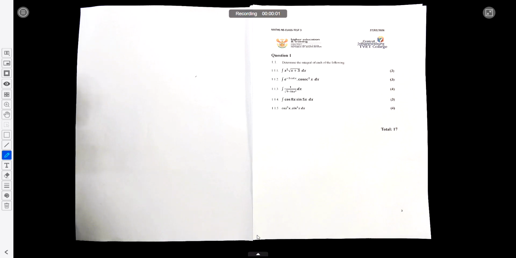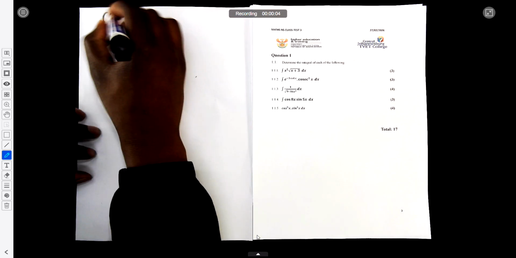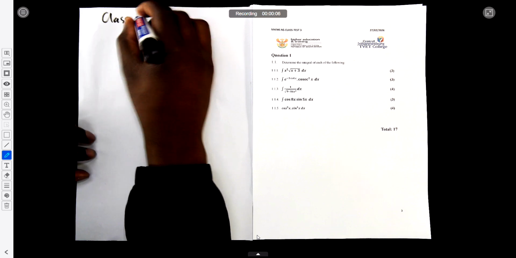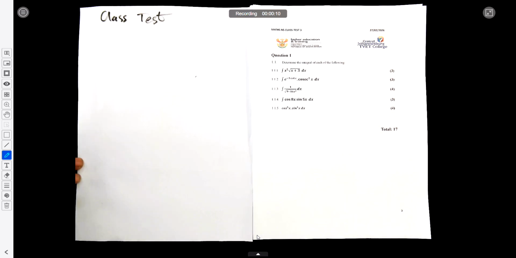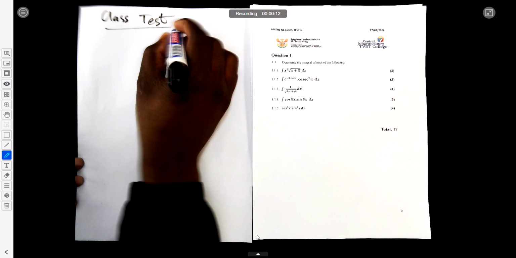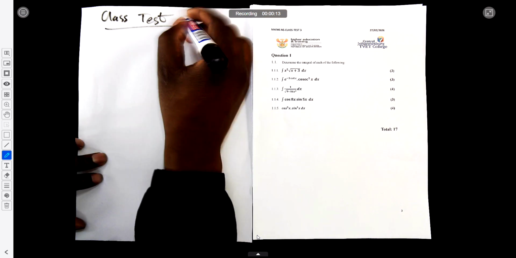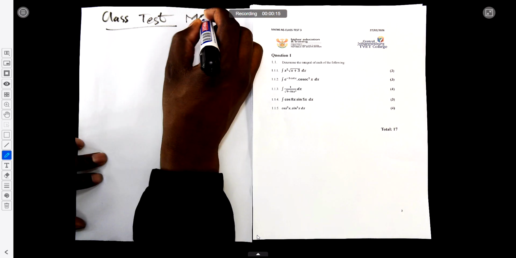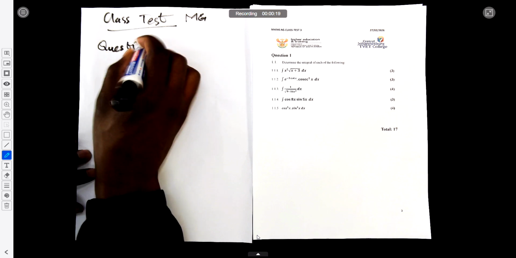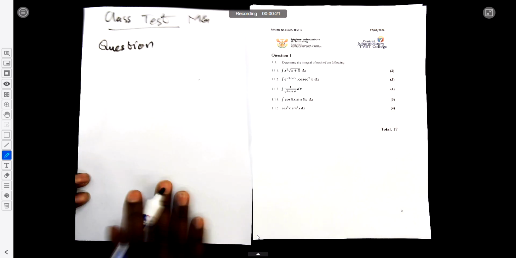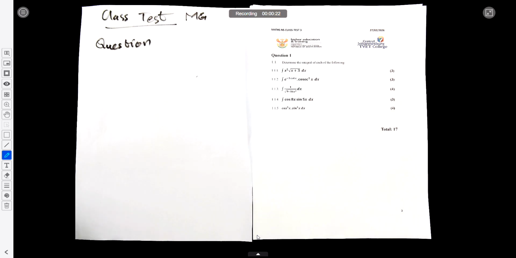Yeah. So we're looking into solutions of the class test that we wrote on the 27th of February. So let's look into question one. It was very straightforward and very short. Just a small class test, 17 marks, and we're supposed to be done in 25 minutes. It's counting down.